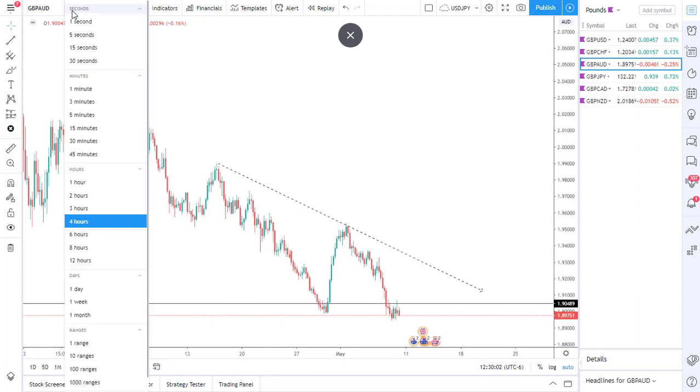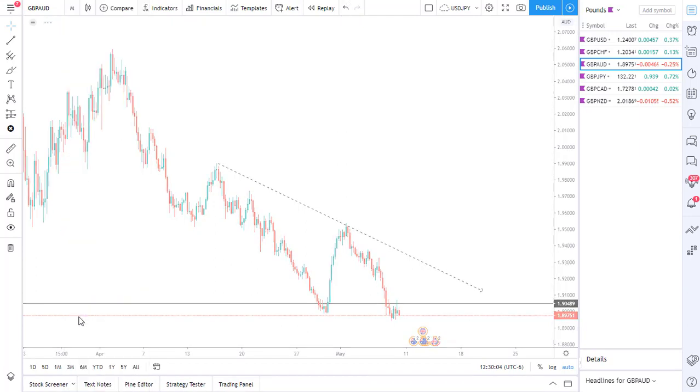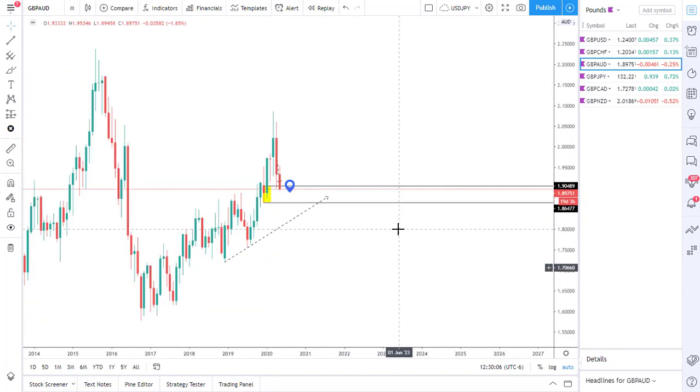Okay, here's the last one, GBP Aussie. First, let's check the monthly. See this very nice pattern. If you trade supply and demand, you will agree with me that this looks really sexy. Why? We have a bullish structure, and this CP removed this very strong supply zone there.